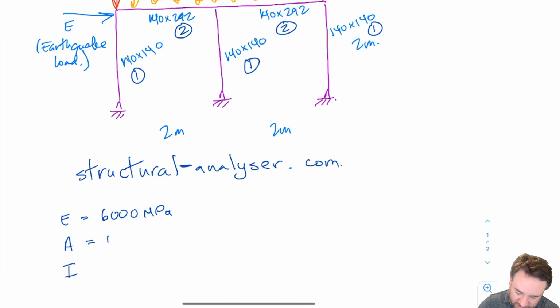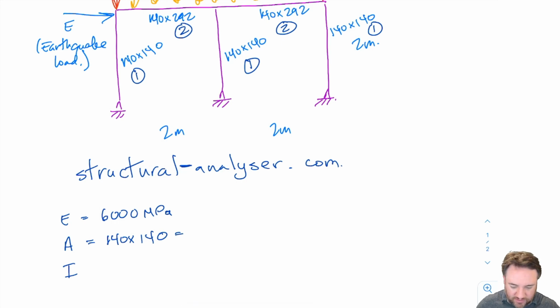Okay, so for 1, this is going to be 140 times 140 millimeters. Those numbers that I put up there are just some assumed sizes. I'm assuming that these are wood sections. So I am going to calculate that. Find my calculator. Yeah, here it is.